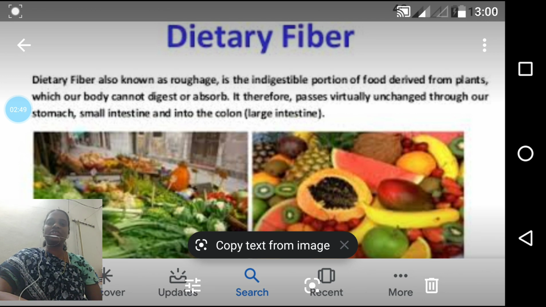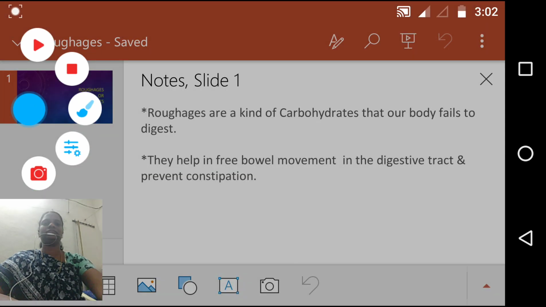Suppose you are not taking roughages, what happens? It leads to a condition called constipation. Constipation means difficulty in defecation, difficulty in sending out the undigested food material. So if that happens, it causes other health issues. Whatever food we consume daily should get digested and sent out from our body. To send out that food material easily, we have to add a lot of fibers into our diet. Then it will be very easy for us to have a healthy body.